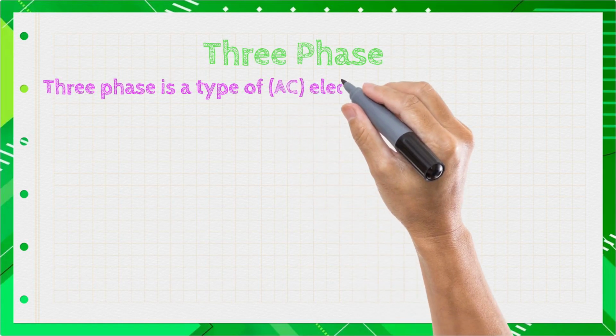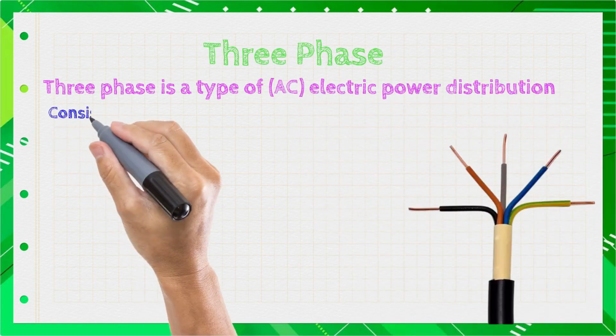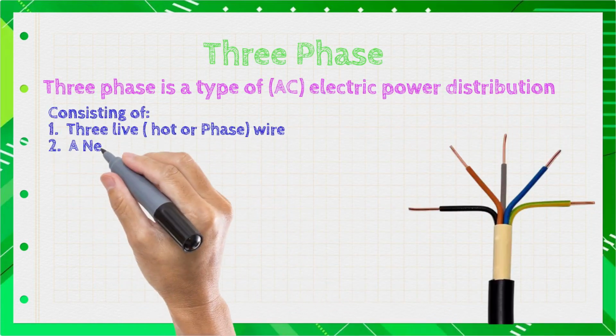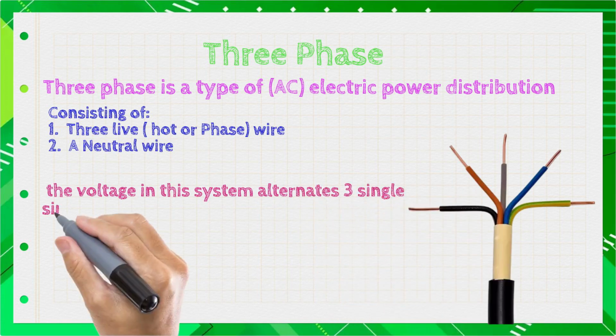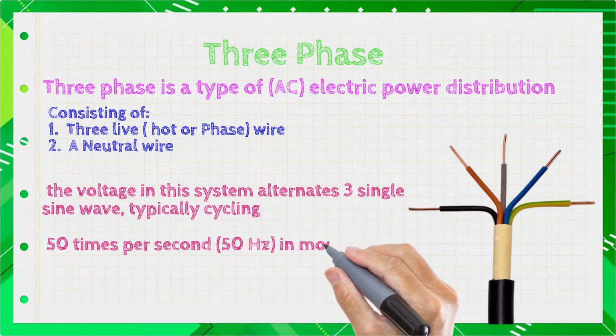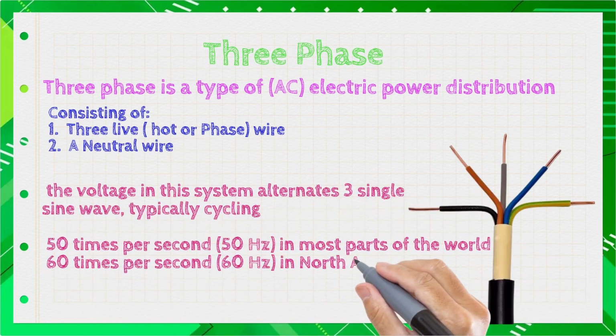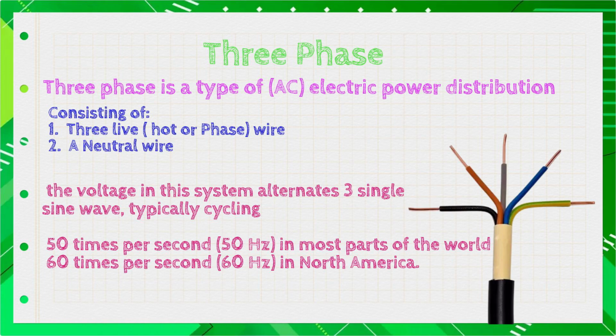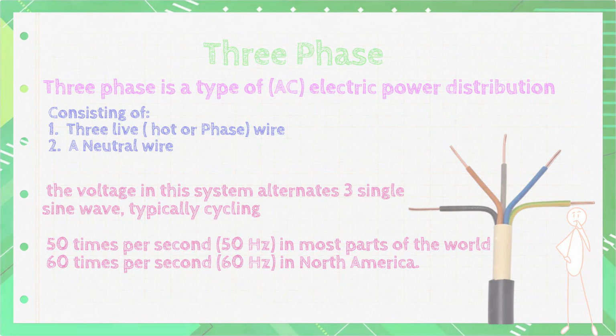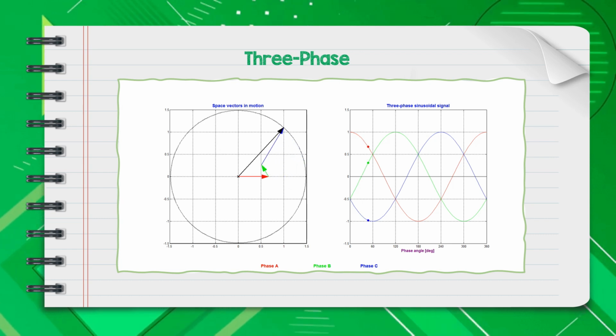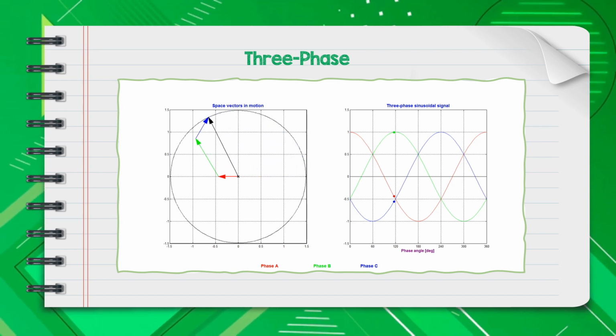In contrast, three-phase power consists of three live wires, or phases, and a neutral wire. Each live wire carries an alternating current that reaches its peak at 1/3 of the cycle after the previous phase. This staggered timing ensures that the power delivery is constant and balanced, providing a smoother and more consistent supply of electricity. The three sine waves, each offset by 120 degrees.